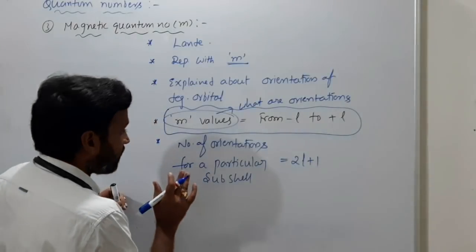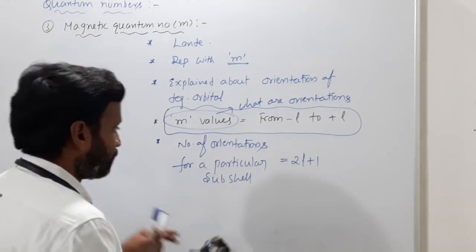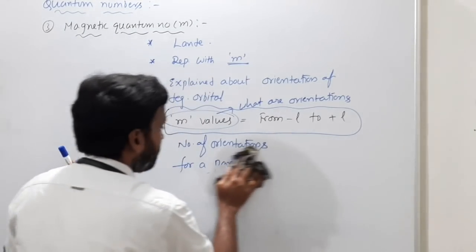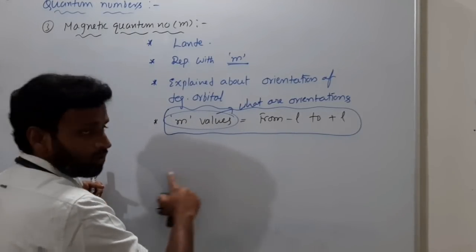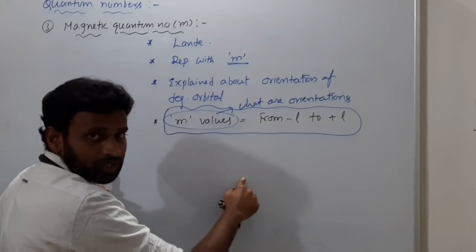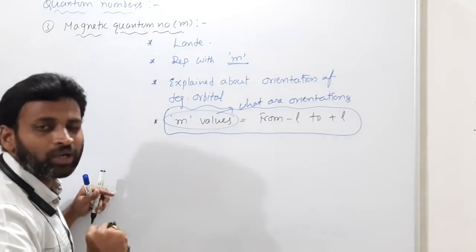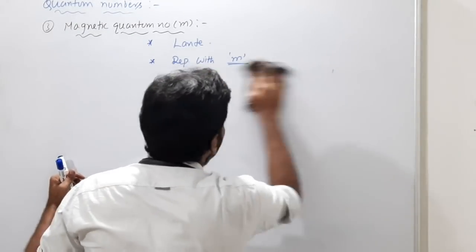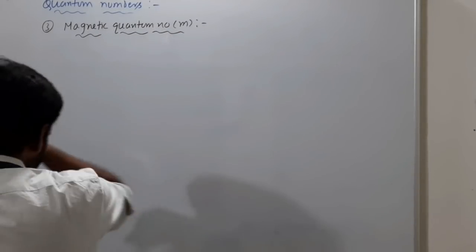Understanding clearly? These are very important. The total number of orientations for a particular subshell is 2l plus 1, and the m values are from minus l to plus l. Please note all this down. If you have not written it, write it down. The total number of orientations for a subshell is 2l plus 1, which gives odd numbers, so you can remember it simply. That's it. Now I'll tell you about the orientations for individual subshells.